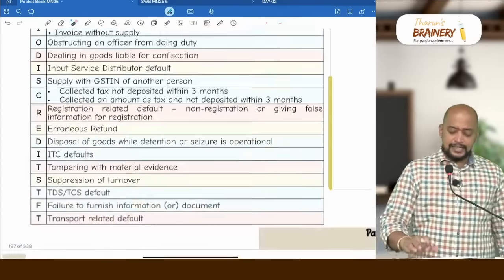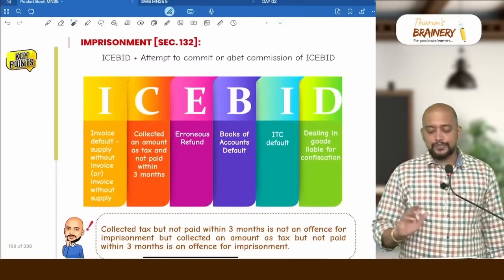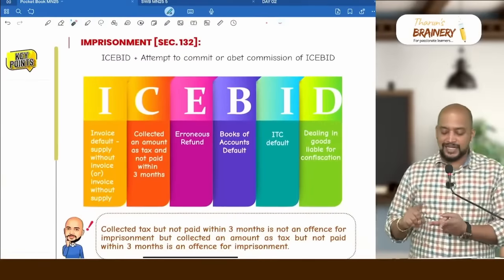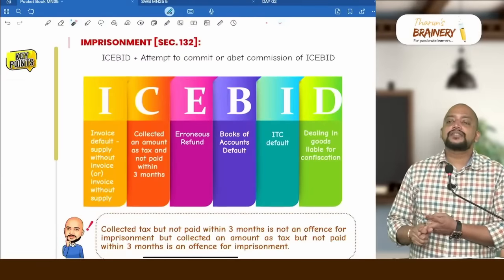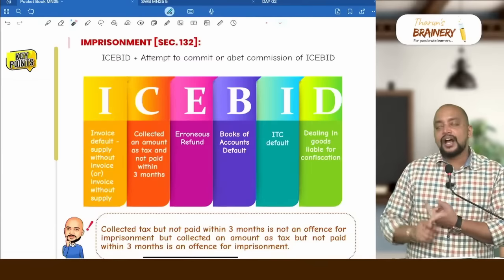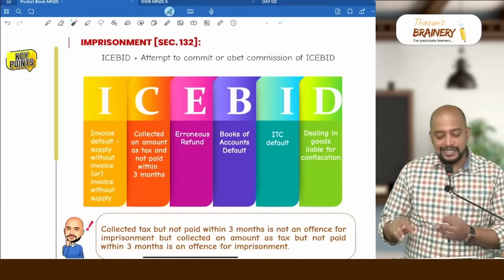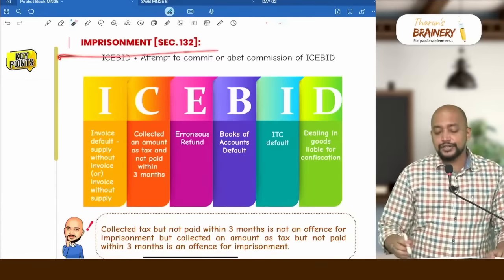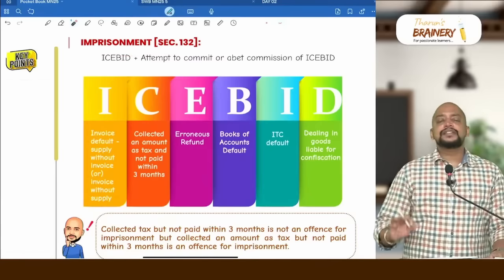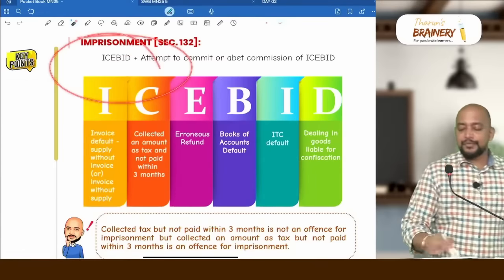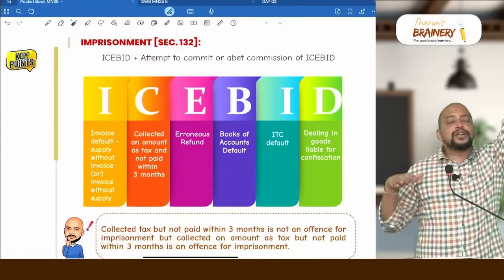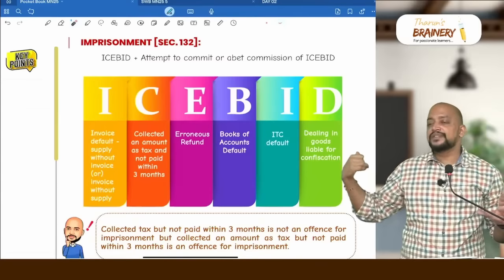Then this is about offences that lead to penalties. So two headings we have completed. First one, what are the offences that lead to search and seizure? Offences that lead to penalties. Now we are looking into offences that lead to imprisonment. Offences that lead to imprisonment, you need to remember ICE BID. Now if you remember BIODISCREDITED TFT, this will become easy for you.